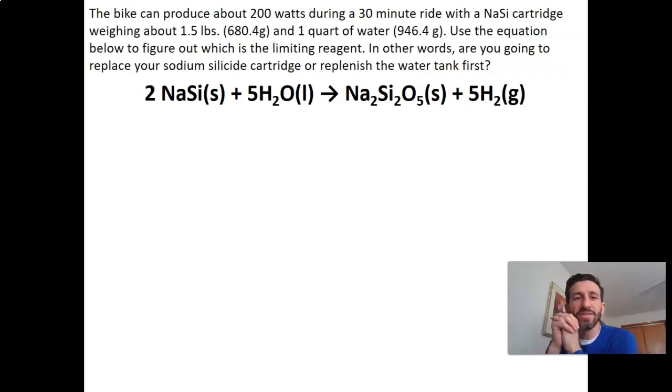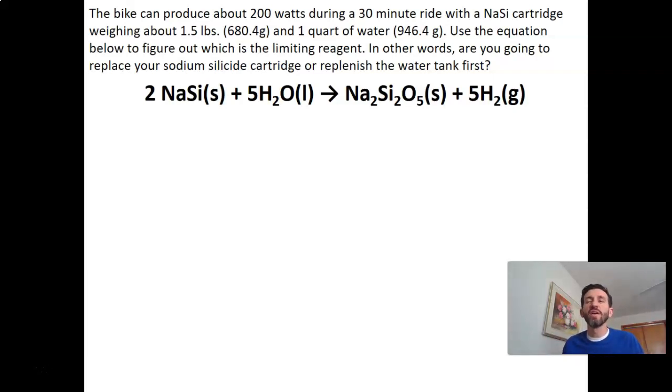So the bike can produce about 200 watts during a 30-minute ride with one sodium silicide cartridge weighing about 1.5 pounds, that's 680.4 grams, and 1 quart of water, that's 946.4 grams. Use the equation below to figure out which is the limiting reactant. In other words, are you going to replace your sodium silicide cartridge first, or are you going to have to replenish the water tank first? And of course, you don't want your customer to have to make those calculations, right?